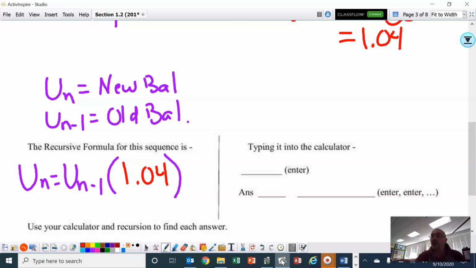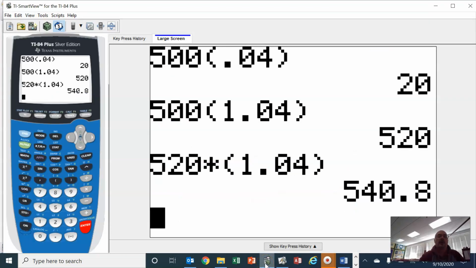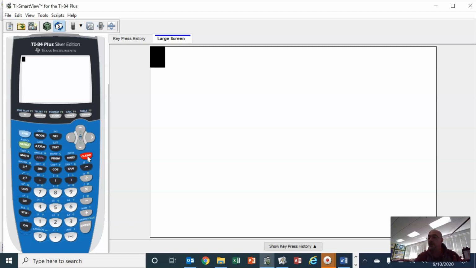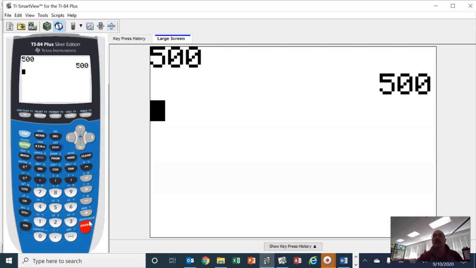So how can I use the calculator to quickly find some answers? Well, we're going to do that calculator routine like we did in the last lesson. We're starting with $500. We're going to hit enter. We're going to hit the times sign, and that ANS pops up in front, and then we're going to put 1.04. And then we're just going to keep hitting enter. Cool. All right, here we go. So just like in the last lesson, we're starting off with $500. Enter.